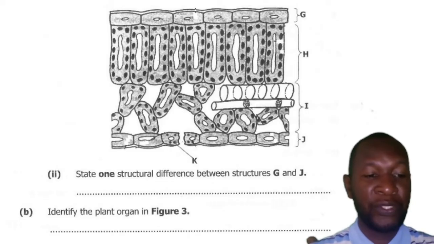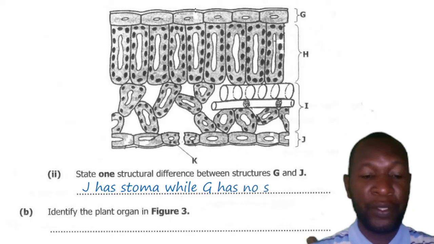Part 2. State 1 structural difference between structures G and J. So the difference between G and J is that J has a stoma while G has no stoma. Part B. Identify the plant organ in figure 3. The plant organ is a leaf.